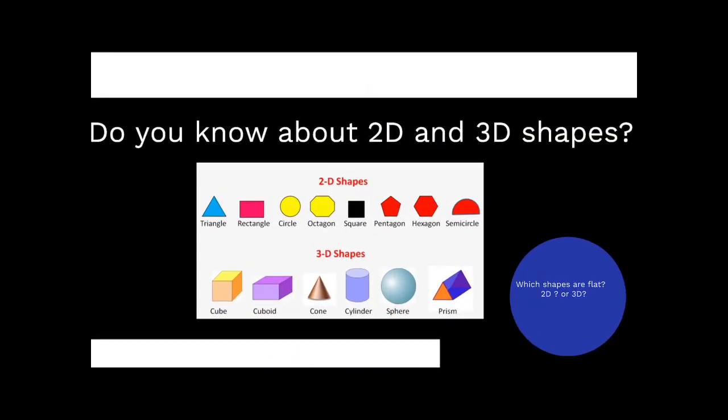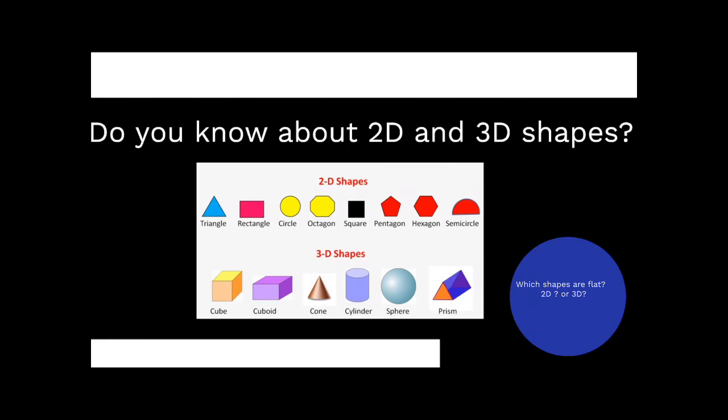Let's look at different shapes. There are 2D and 3D shapes. First line is 2D shapes: triangle, rectangle, circle. The bottom line is 3D shapes: cube, cuboid, cone. If I asked you, what shape do you look like? 2D or 3D?